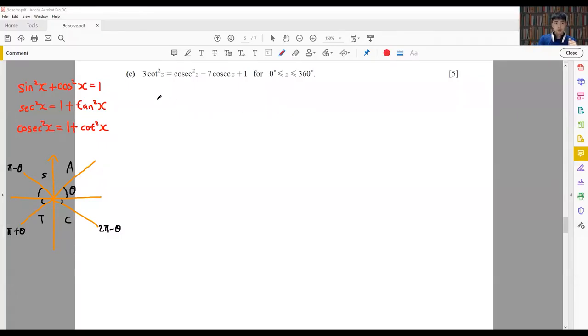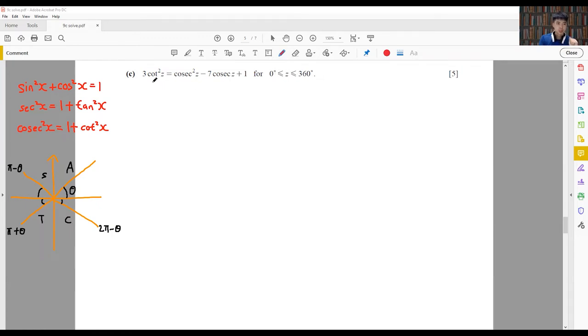Okay, continuing on with the second part of this video for solving trigonometries. Now, let's look at this question here. 3 cot square z is equal to cosecant square z minus 7 cosecant z plus 1. Then we're supposed to solve it for the values of z between 0 and 360 degrees.